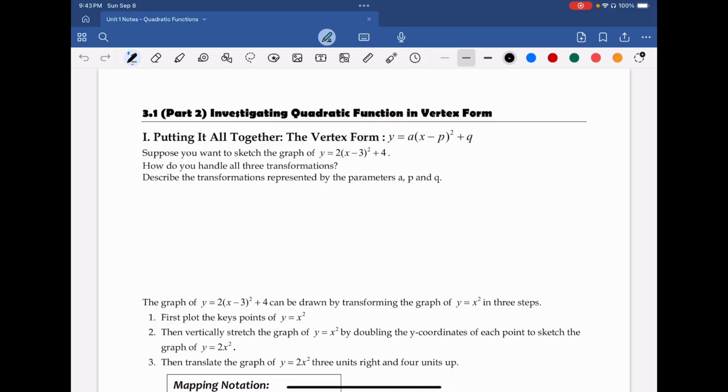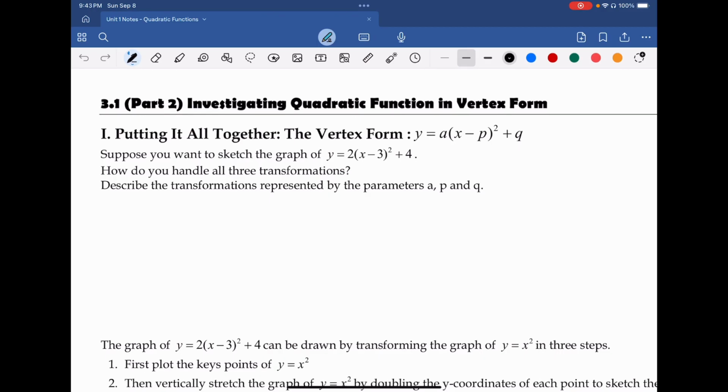Now, putting it together, we're going to take our vertex form that was introduced in the last lesson and then broken apart, put it all together, and then see if we have a bunch of these different transformations happening, how do we describe them, what is the proper order, and all of that. So let's go into this here. If I was given the original function of this, y equals 2 times (x minus 3) squared plus 4, how would you handle these three transformations?